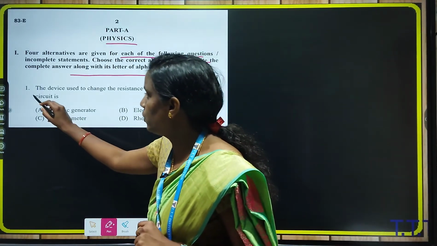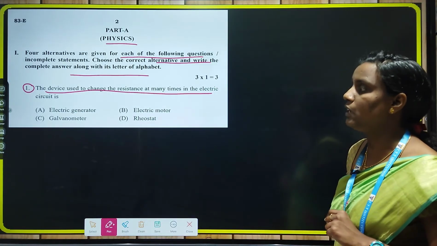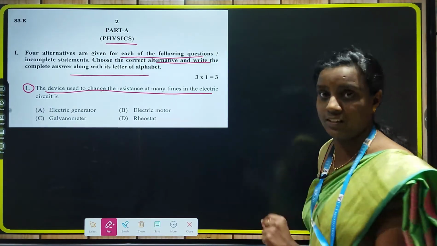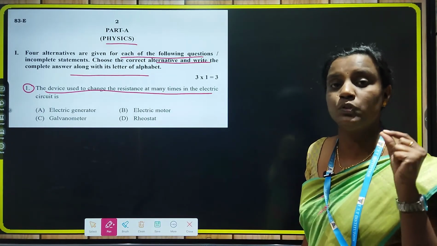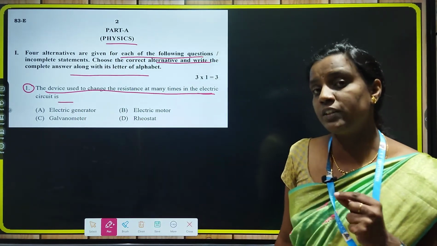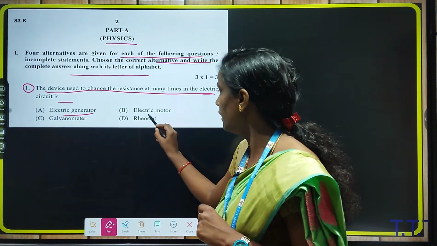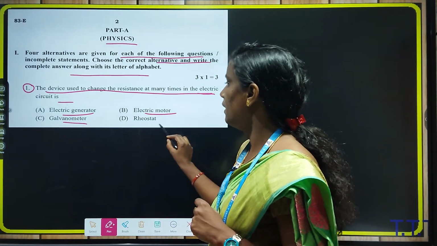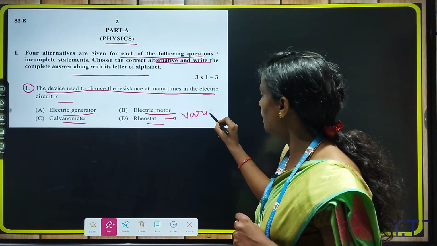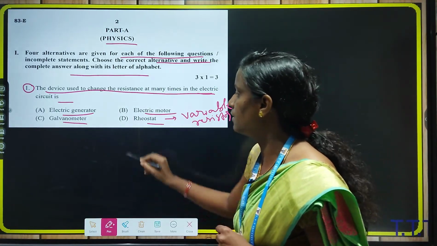Now, we will start with the first question: the device used to change the resistance many times in the electric circuit is. Which device are we going to use to change the resistance in the electric circuit? Read the options: electric generator, electric motor, galvanometer, rheostat. Here the rheostat acts as a variable resistor. So, the option is D.